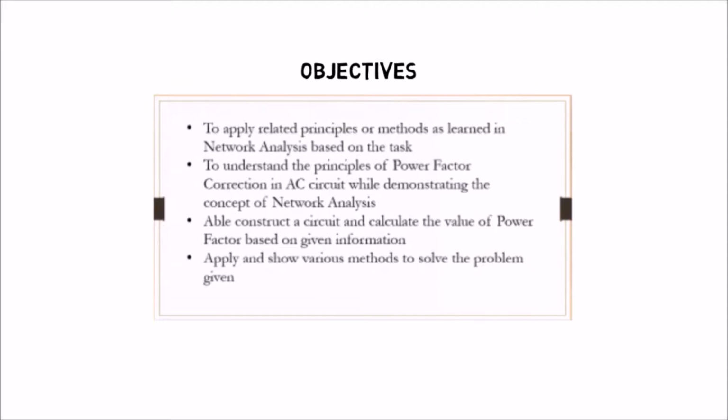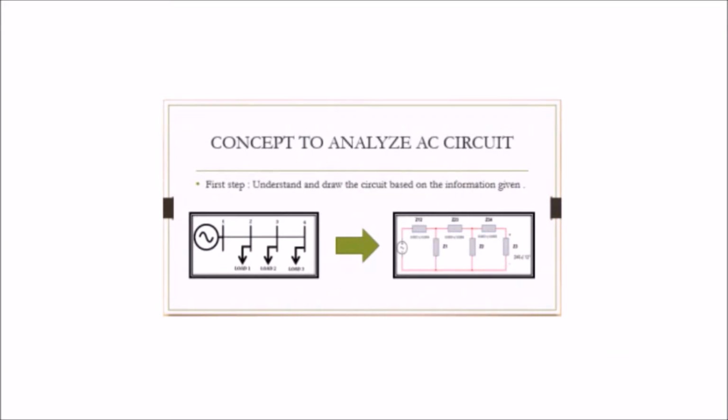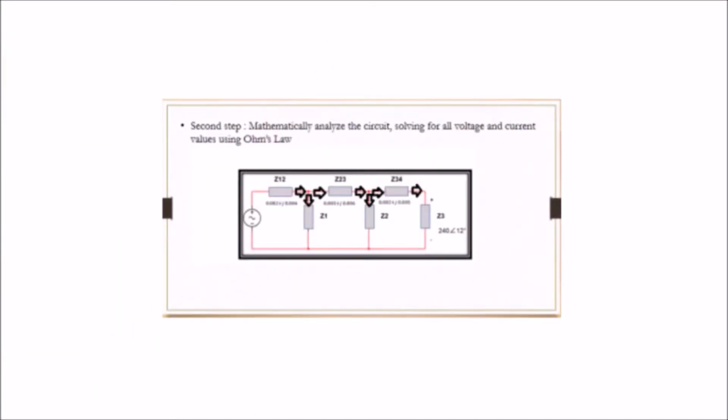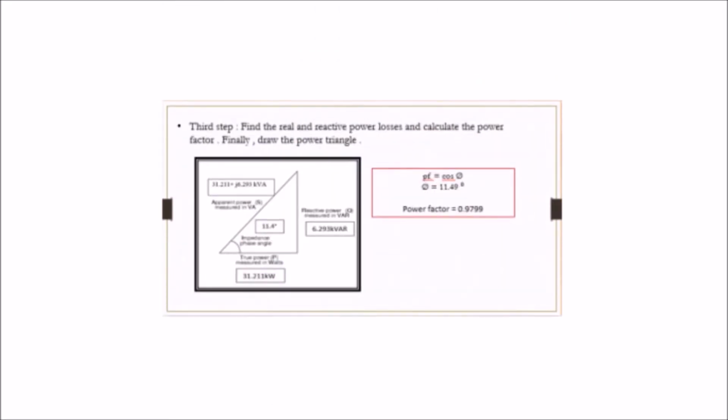Apply and show various methods to solve the problem given. Concept to analyze AC circuit. First step, understand and draw the circuit based on the information given. Second step, mathematically analyze the circuit, solving for all voltage and current values using Ohm's law. Third step, find the real and reactive power losses and calculate the power factor.